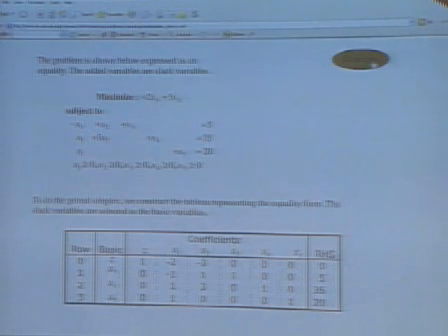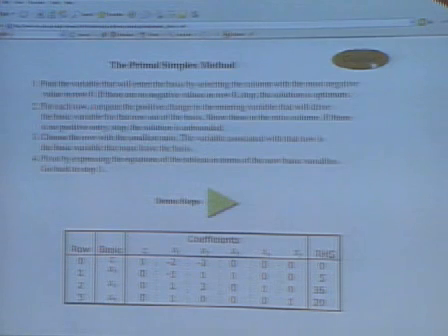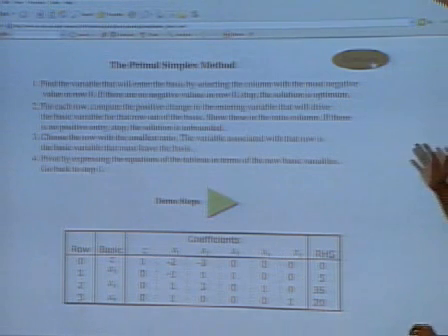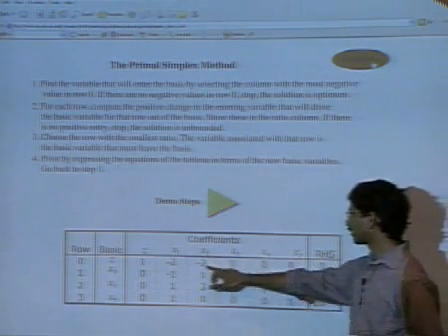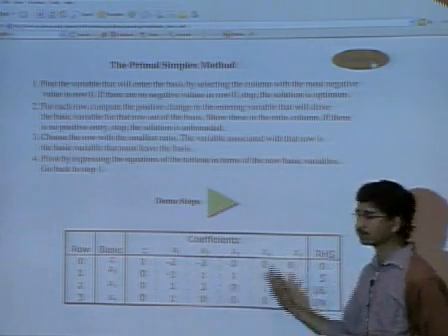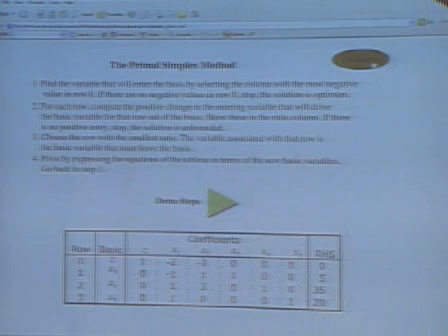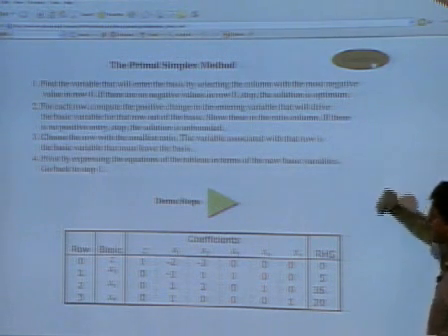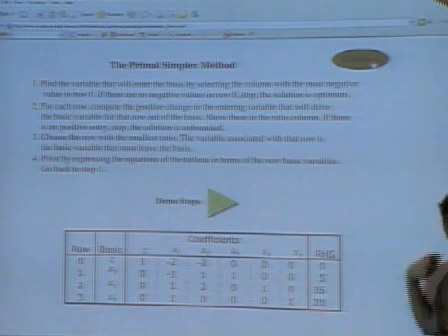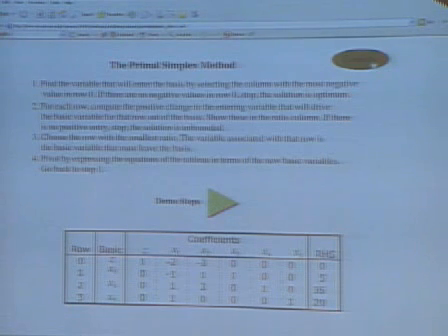Okay, so let's actually continue. So this just tells you what the details are. Your textbook tells you to find the variable that enters the basis by selecting the column with the most negative value in row 0. So according to this rule, you will have selected x2 to enter the basis. And this tells you how to do the minimum ratio test, and you will see how to do the pivoting as well.